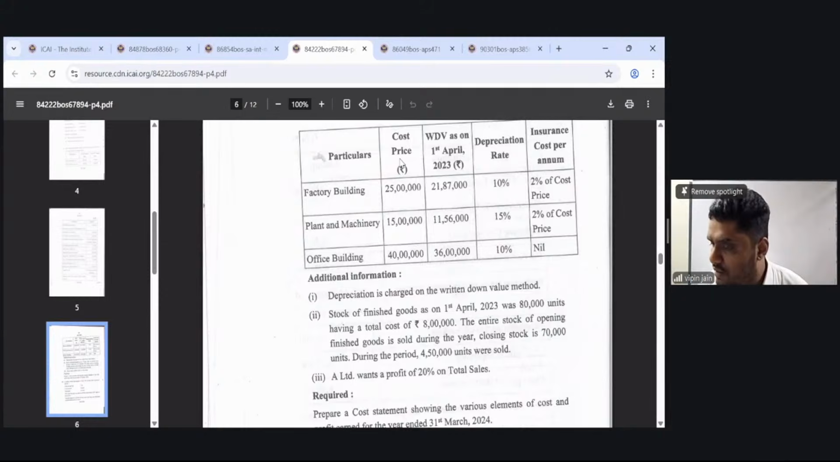I hope this part is clear. Additional information is crystal clear, sir. So depreciation will be calculated on what, Nisha? WDV, written down value. Very good. And why is cost given? Sir, to calculate insurance cost. Very simple.